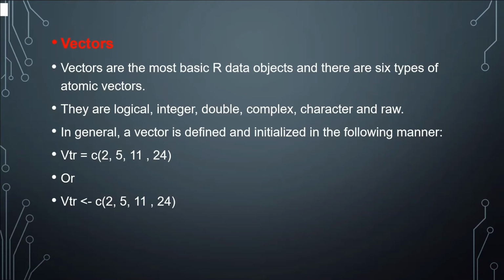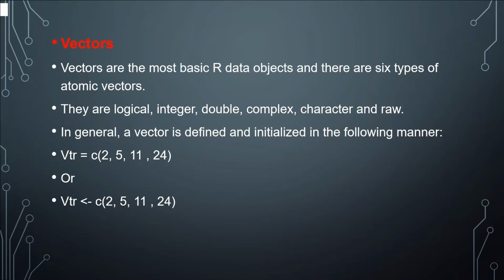Understood? So, what are there? They are vectors of logical type, integer, double, complex, character, and all. Now, in general, a vector is defined and initialized in the following manner. Let's see. Now, what happens?